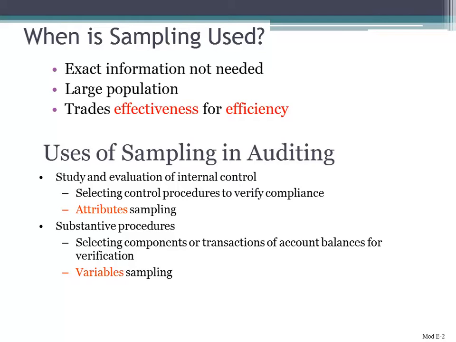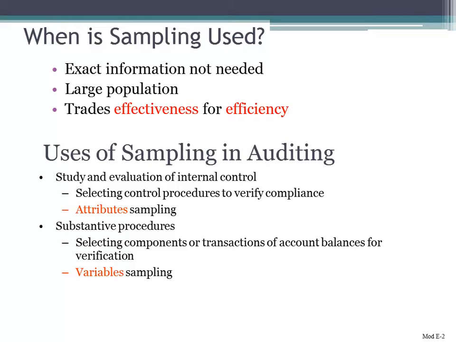You want to reduce your risk that you won't select those items that are more problematic, right? Or that you miss something, right? Because remember, there is going to be this risk that we don't catch something because we're not looking at 100% of the items, so we're trying to minimize that. With sampling, exact information is not needed, because if you need exact information, you're going to have to look at 100% of the items.